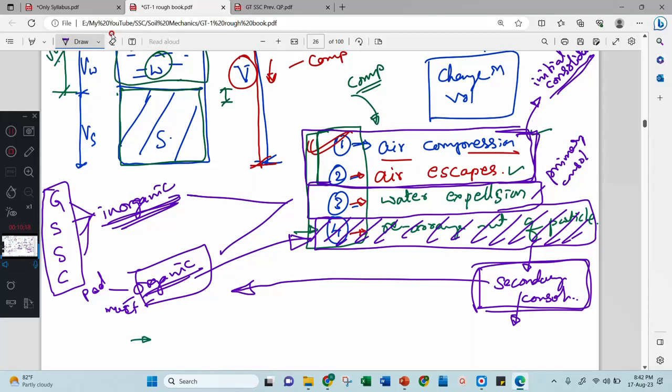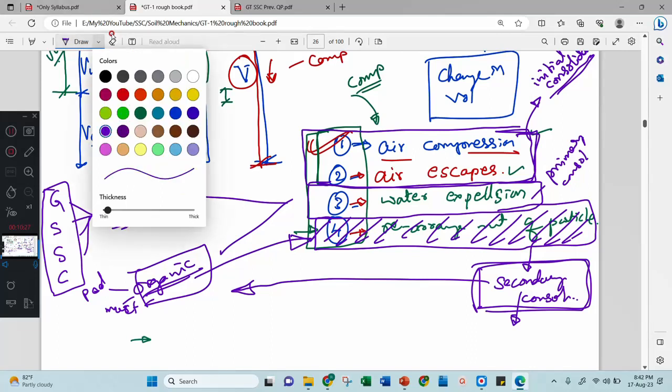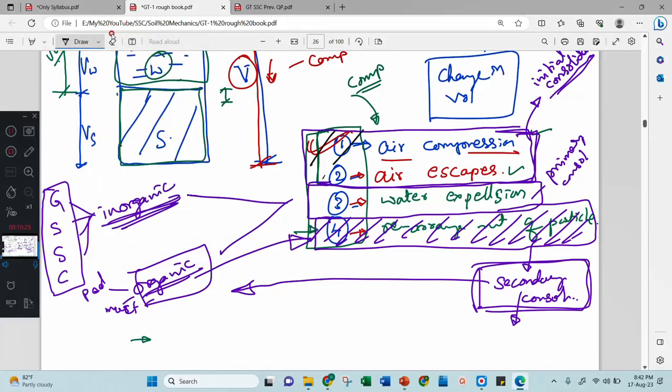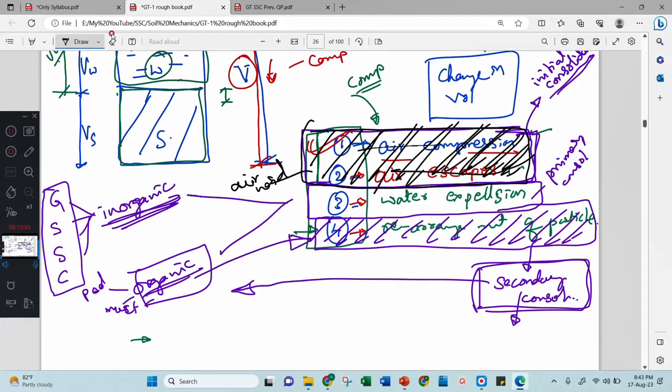Okay. Now we remove the fourth reason. Now coming to the first reason, that is the initial consolidation. Initial consolidation will be happening in the compaction chapter. What is the meaning of compaction? Reduction of voids. Which type of voids? Reduction of air voids. Therefore, the first two reasons also I am eliminating from the consolidation chapter. That will be studied in the compaction chapter.